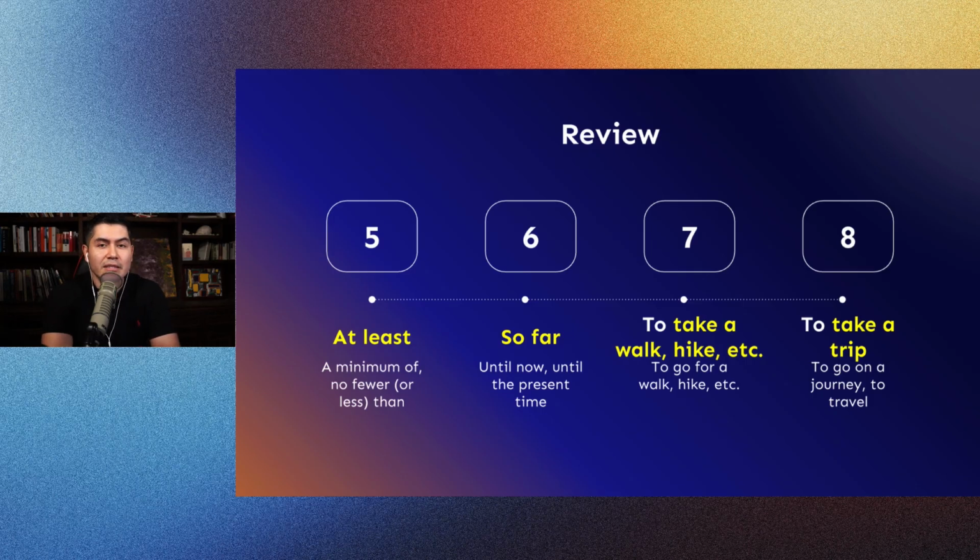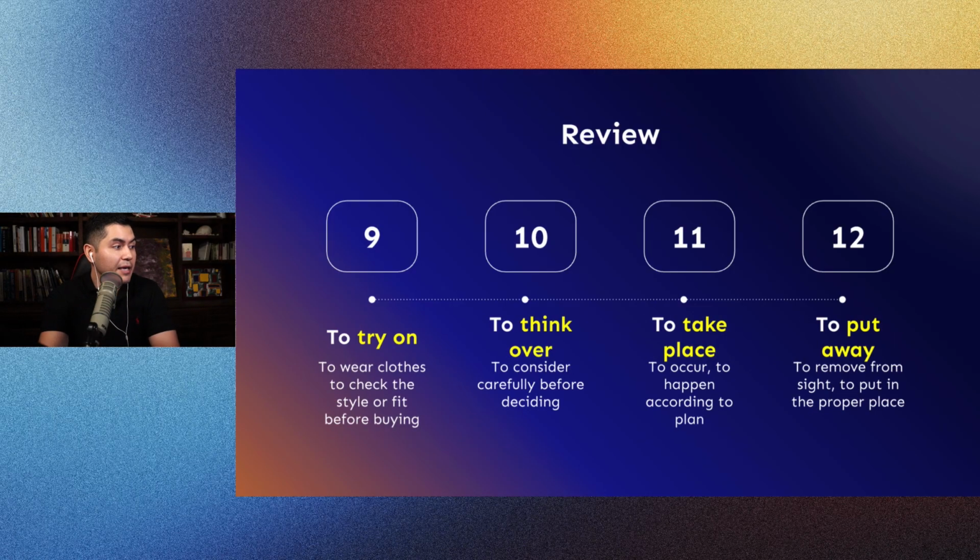Number 8, to take a trip, to go on a journey, to travel. Number 9, to try on, to wear clothes, to check the style or fitting before buying. Number 10, to think over, to consider carefully before deciding. Number 11, to take place, to occur, to happen according to plan. And the last phrasal verb for this lesson, to put away, to remove from sight, to put in the proper place. All right, so those are the phrasal verbs.